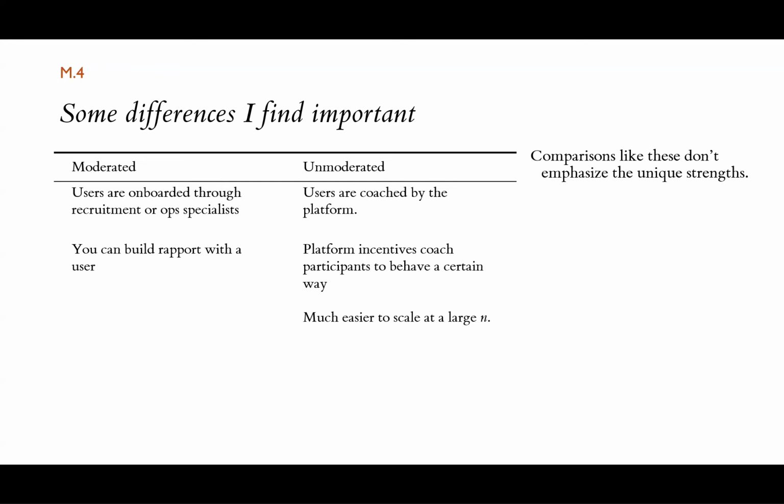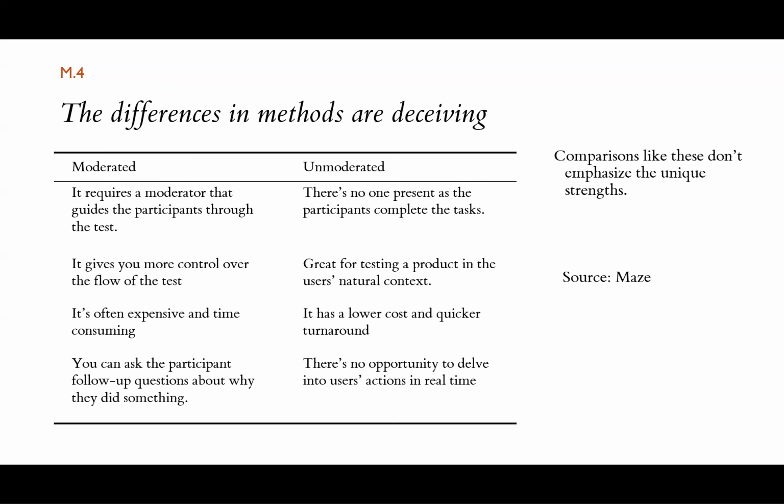And I do think it's important to know that it's much easier to scale at a large end, but something I didn't include was that you still have to synthesize all that data if you're scaling it out to a large end. Some other differences on the moderated side: you can build that rapport and really understand. So you can gather much, much richer data that's not just about asking questions and following up. You can understand the vibe of what's happening.